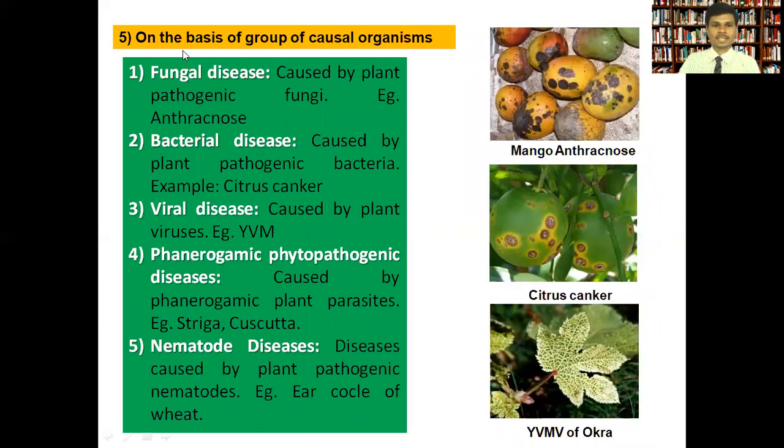Then plant diseases are classified on the basis of group of causal organism. The first causal organism given here is fungal disease.